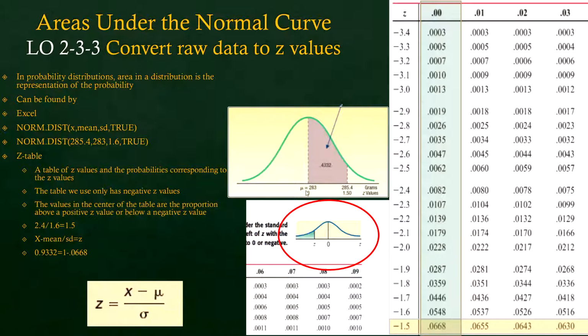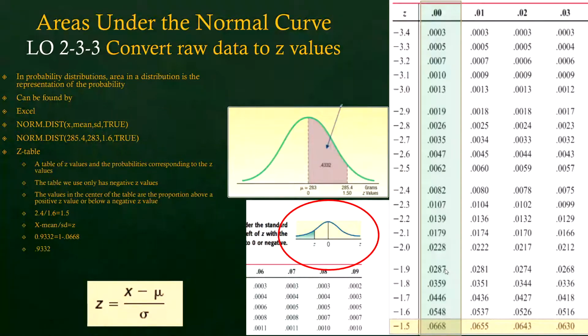But if you wanted to know, hey, what's the probability of being between the mean and that value right there? What you would have to do is take the 0.9332 minus 0.5, and that gives you 0.4332, the probability of being between the mean and x. Then this right here is the probability of being below x. And then let's do one more.